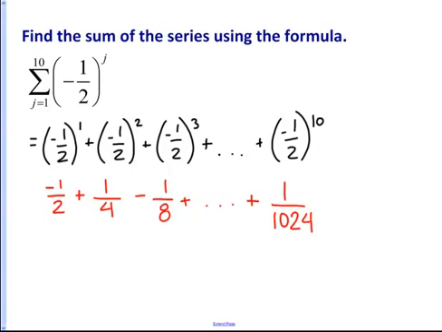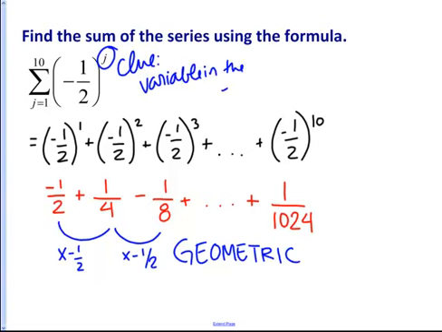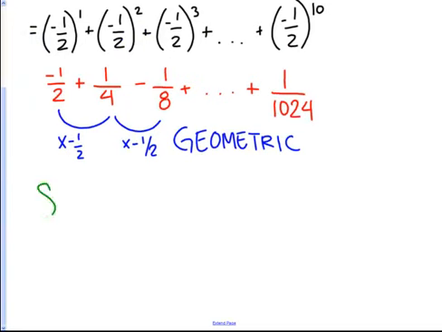Before we can add all this up, we need to determine, is this series arithmetic or geometric? Notice that to get from one term to the next, you're multiplying by -1/2, which indicates that this is a geometric series. One clue that will often let you know that a series is geometric is if there is a variable in the exponent. You are generally looking at a geometric series. Now that we know it's geometric, we can apply the proper formula.